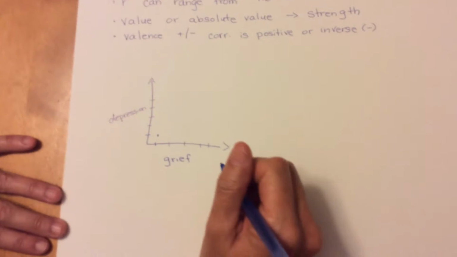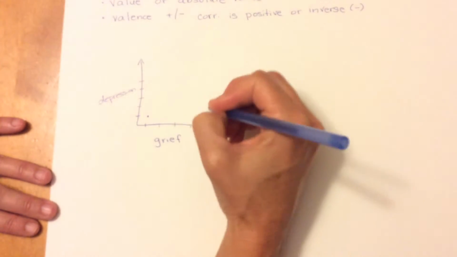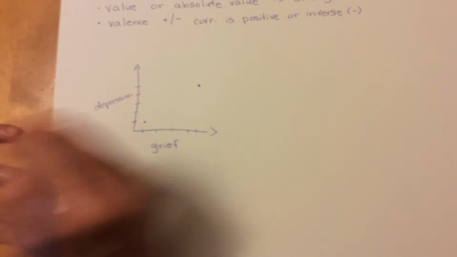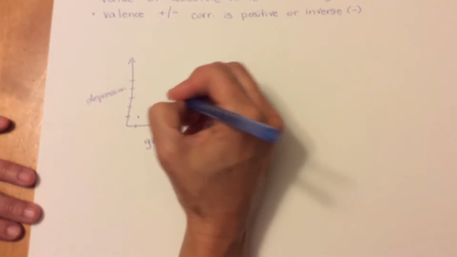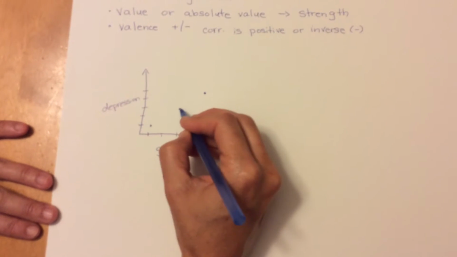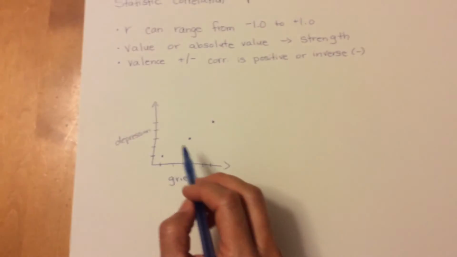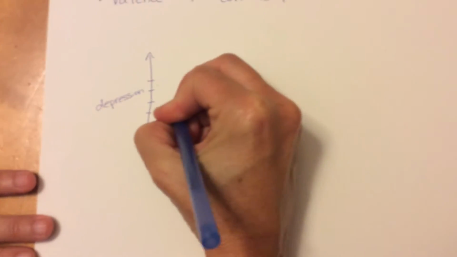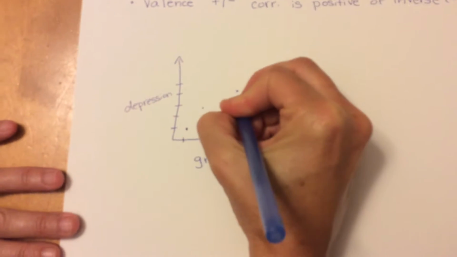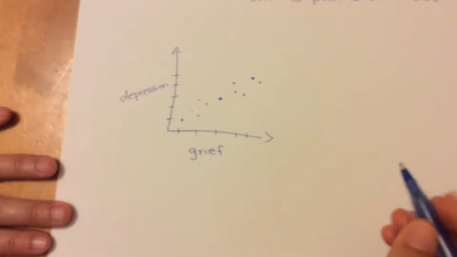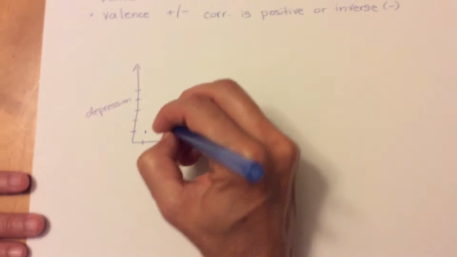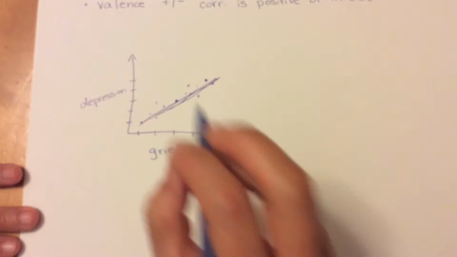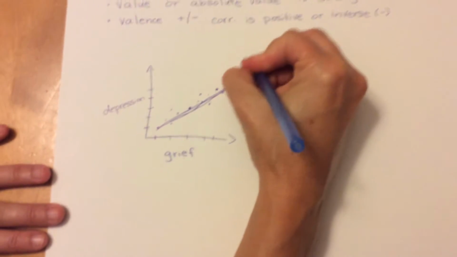Then another person took the survey and got a 5 in grief and also a 5 in depression, so they'd be somewhere along here. Maybe someone else got a 3 and a 3. Each of these dots is an individual who has filled out a survey that assesses both grief and depression, and individuals could fall anywhere. What you'd notice is that you have kind of a line going this way. That's not a perfect line, but you can see it, and that would indicate a positive correlation.